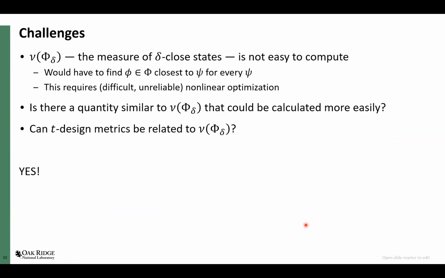Okay, so this is maybe a nice idea, but this measure is actually not very practical. If you want to calculate the measure of states that are within a certain distance of your realizable set, that would require you, for every state in Hilbert space, to find the closest realizable state and compute its distance. And this is going to be difficult. It is going to require some generally nonlinear optimization, which is going to be unreliable, costly, and difficult. So you might ask, is there some other quantity that we can calculate more easily that tells us something similar? We can use it as a proxy for this idealized notion of expressiveness.